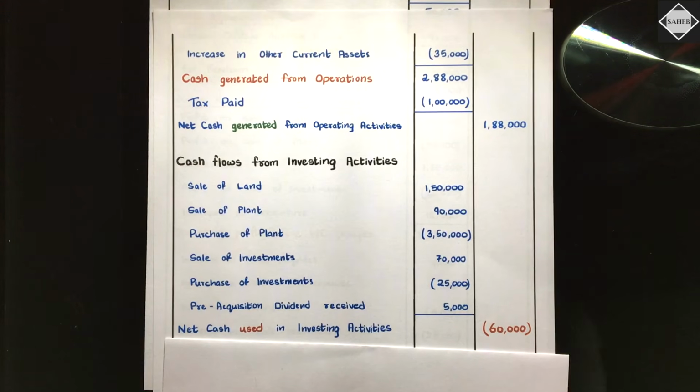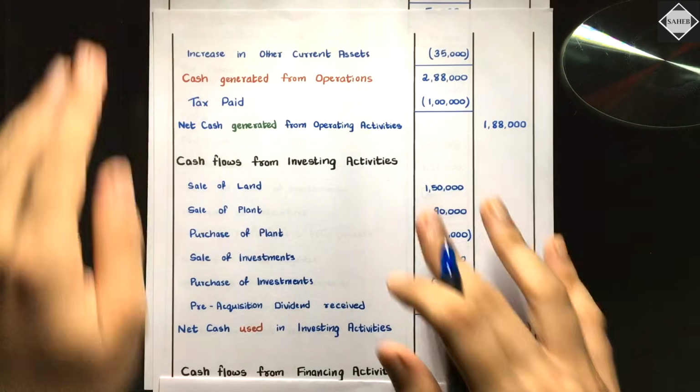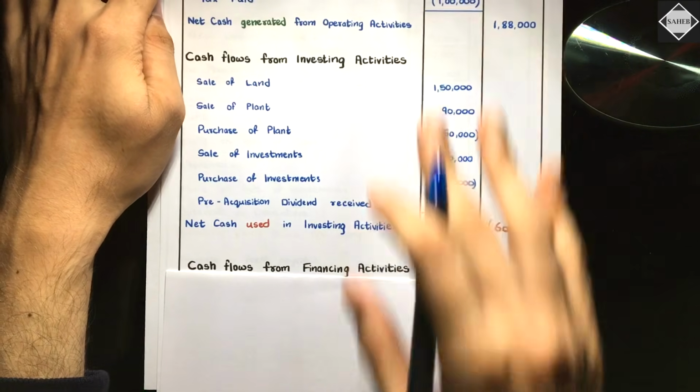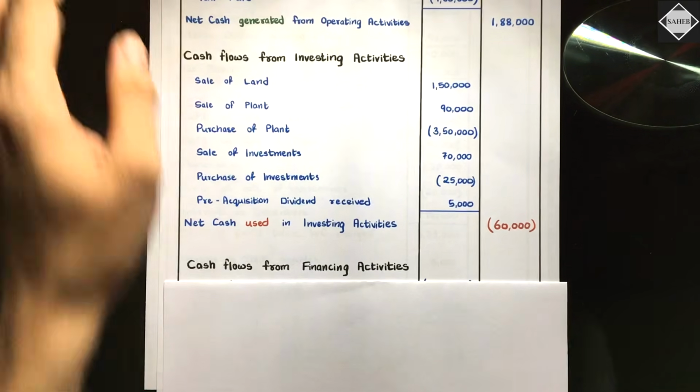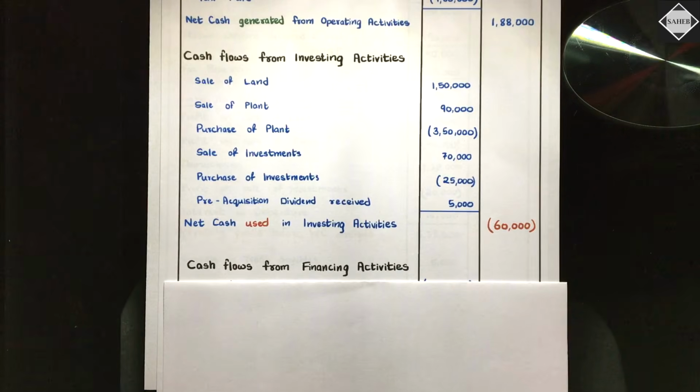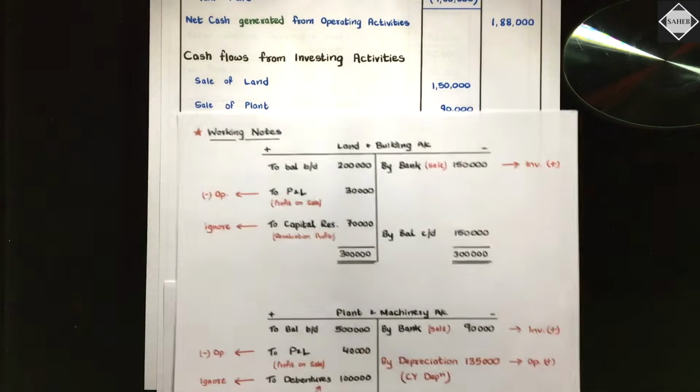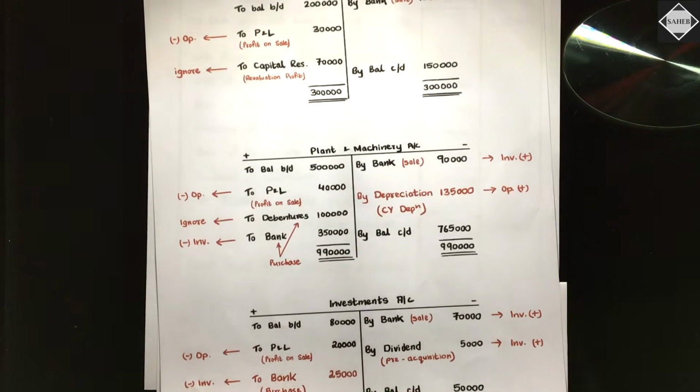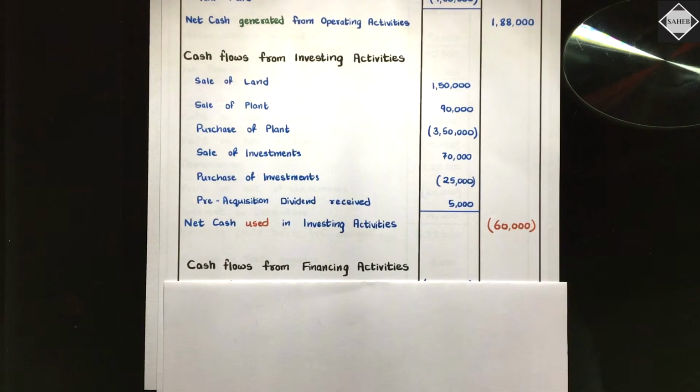After this, what you have to do? You have to do financing activities. So see here, financing activities. It's really simple. You have to start from the ledger account. If you see in the ledger account, in land and building, is there anything of financing? No. In plant and machinery? No. In investments? No. These are investing activity items. Okay, so nothing will be there of financing in that.